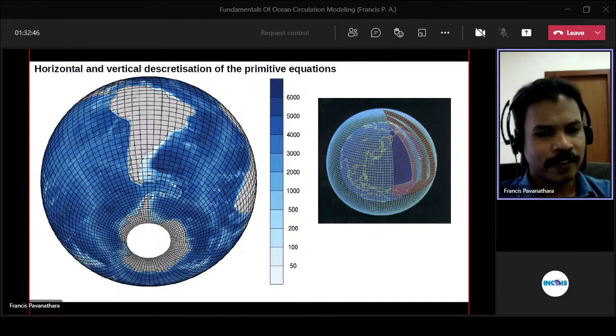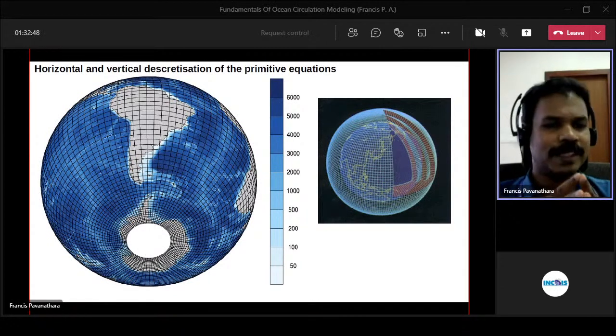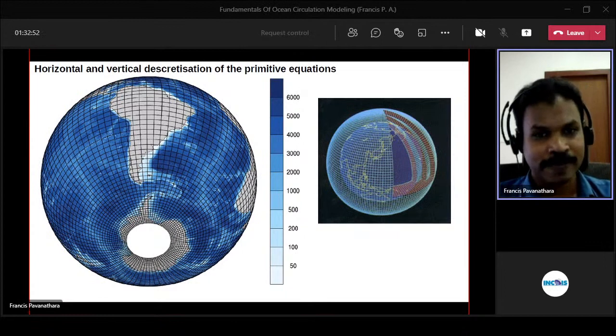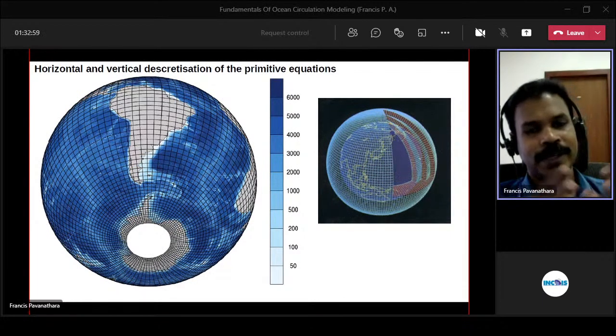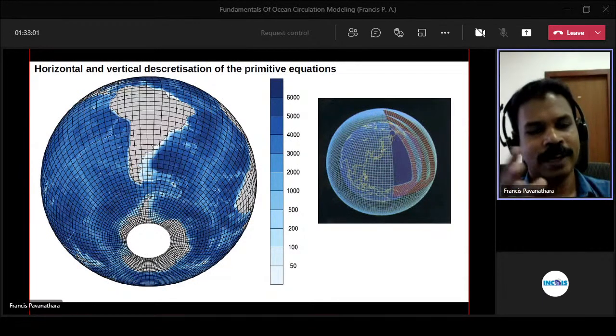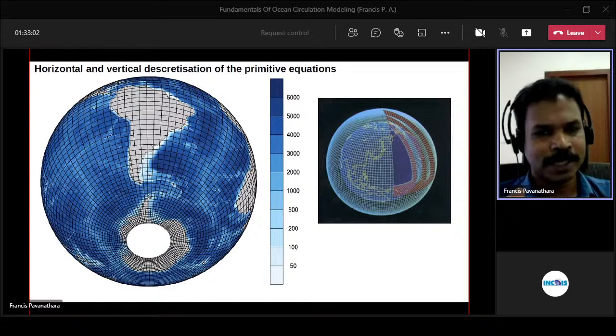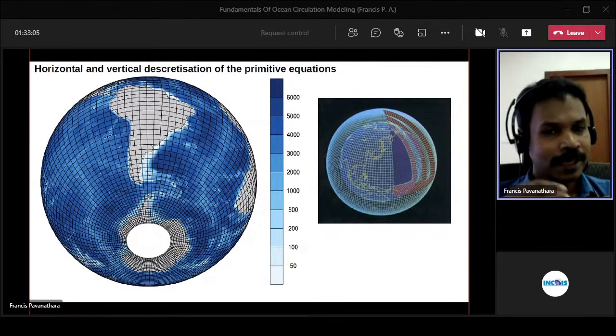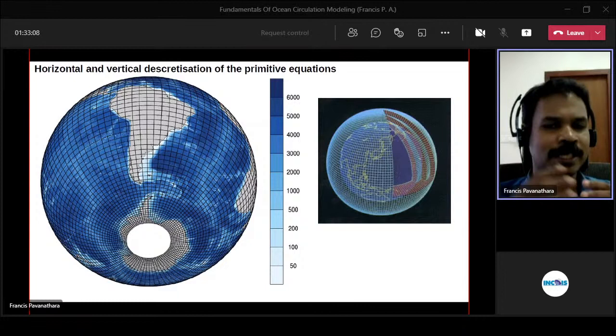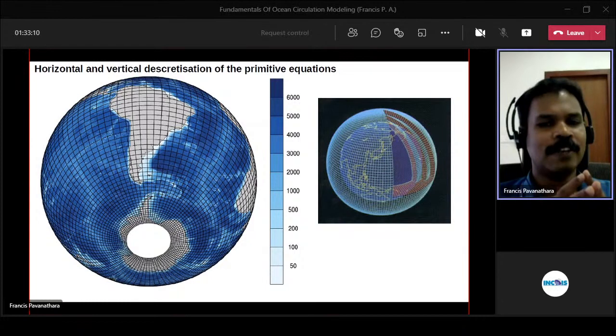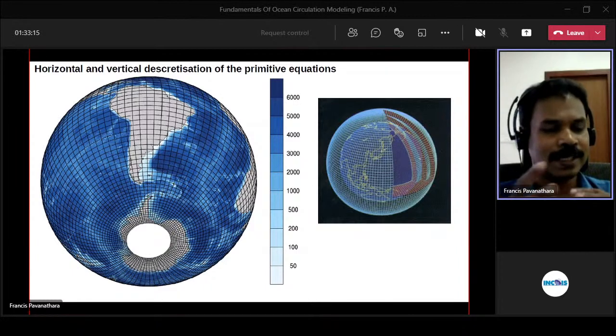There are a lot of implications on the size of the grid you are taking, because certain processes, if you want to represent them, require a certain size of the grid. So if the grid cell is something like 100 kilometer by 100 kilometer in horizontal, then you may be able to represent large scale features, right? But many small scale features, mesoscale eddies, may not be represented well in such models.